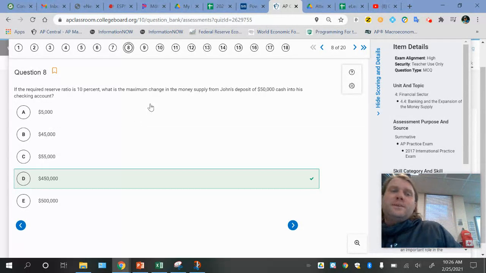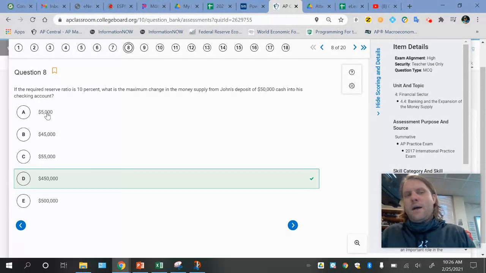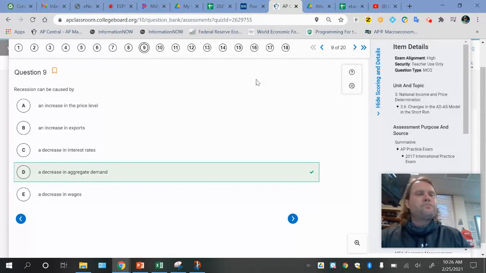If it was asking you what's the immediate change in the M1 money supply, you could say minus 5,000. That's not an option, but that might be a number you get into. I'm sorry, you could say 50,000, which definitely isn't an option because John takes that money out. That was a question we had. Sorry, I got mixed up. We did it in class one day.